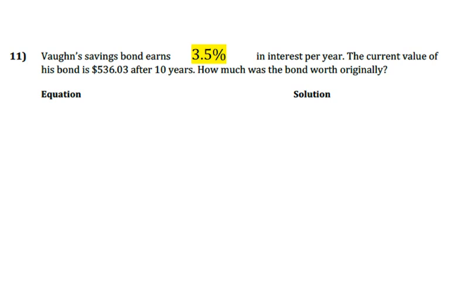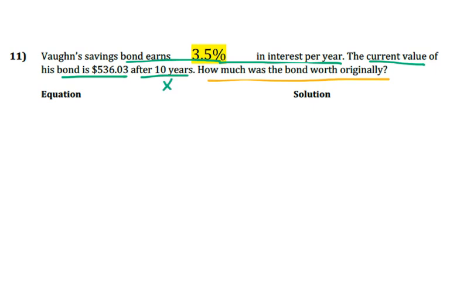Number 11. Vaughn's savings bond earns 3.5% in interest per year. The current value of his bond is $536.03 after 10 years. How much was the bond worth originally? So again, the question is, how much was the bond worth originally, or what's the initial value? Let's identify our important information. We know that it earns 3.5% in interest per year. We know the current value of this bond is $536.03, and that's after 10 years.